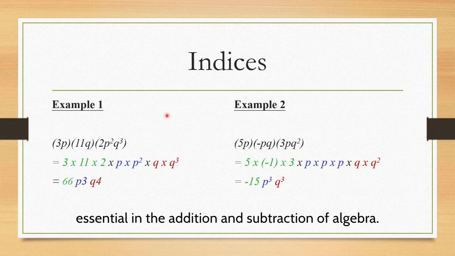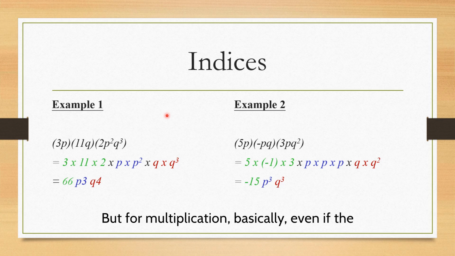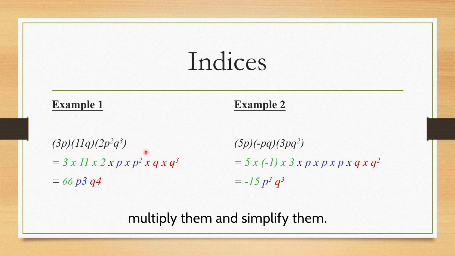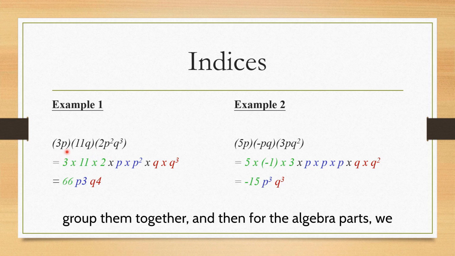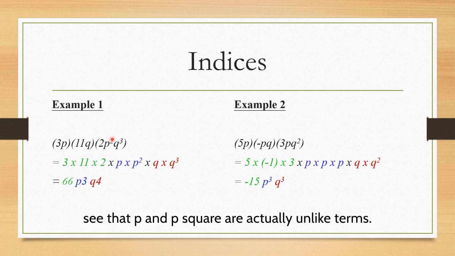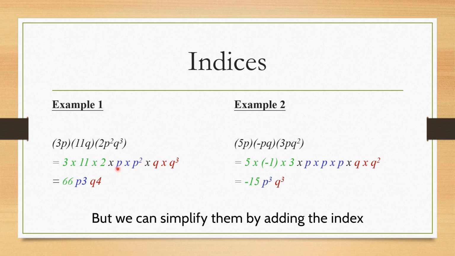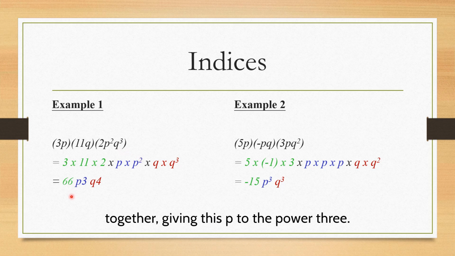and subtraction of algebra. But for multiplication, even if the terms are unlike terms, we can still multiply them and simplify them. For example, in this question, the numbers, of course, we group them together. And then for the algebra part, we see that p and p squared are actually unlike terms, but we can simplify them by adding the index together, giving this p to the power 3.